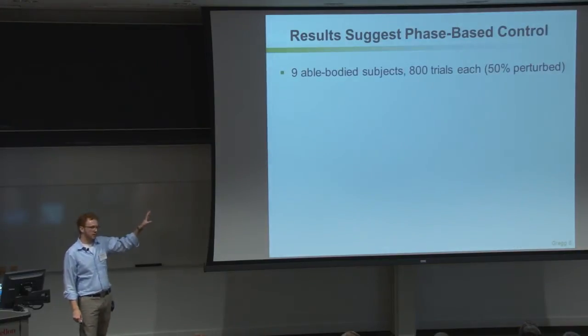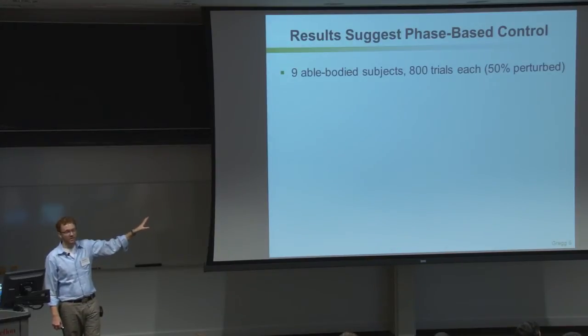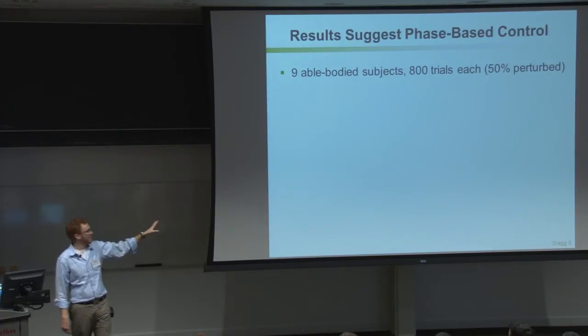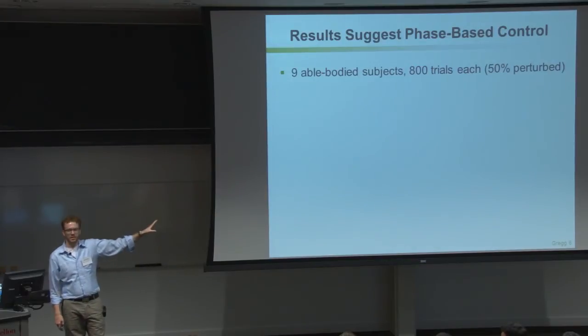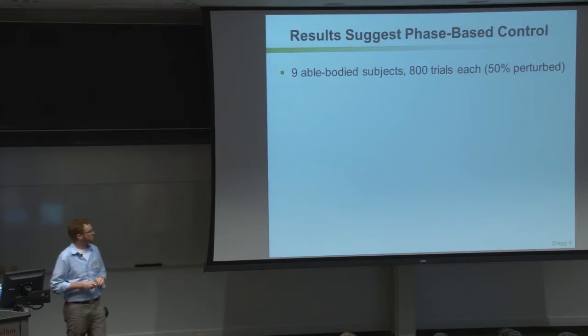And so in this study, we had 9 able-bodied subjects. They walked 800 times, which took a long time. Some of them were not too happy with us afterwards. And 50% of the time, they were perturbed, 50% they weren't. And of those perturbations, it was random between plantar flexion and dorsiflexion.